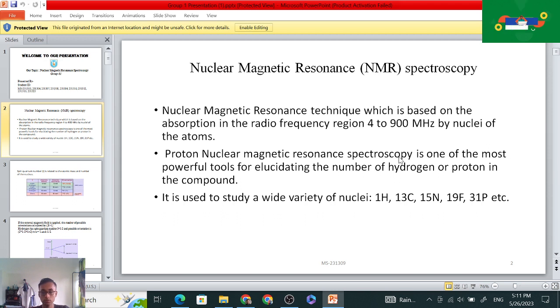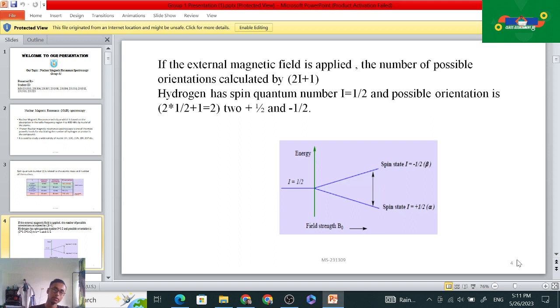a wide variety of nuclei: 1H, 13C, 15N, 19F, and 31P, etc. Then next, if the external magnetic field is applied, the number of possible orientations is calculated by 2I plus 1. Hydrogen has spin quantum number I equal to half, and the possible orientations are 2 into half plus 1 equal to 2. So it's plus half and minus half.